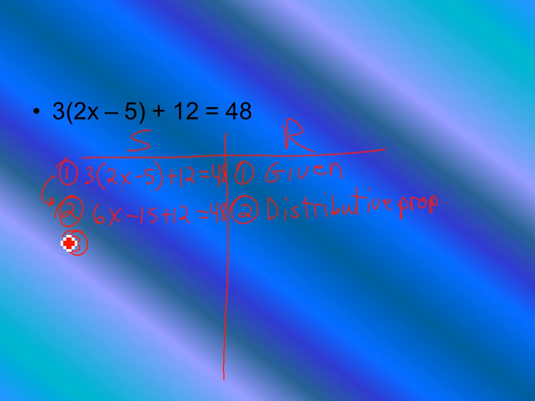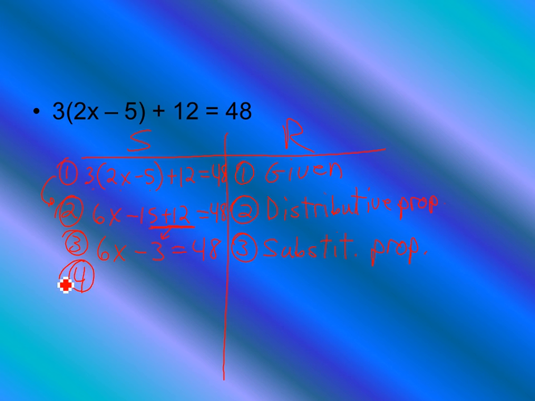Third statement. Next thing we're going to do is collect like terms on this side. The 6x is going to stay the same. We got a negative 15 and a positive 12. That's going to leave us with a negative 3. That still equals 48. And there all we used was substitution property. We knew that negative 15 and a positive 12 gave us negative 3, so we took out these two things and substituted in negative 3 in its place to make it shorter.